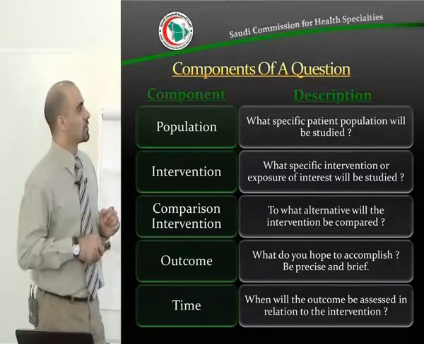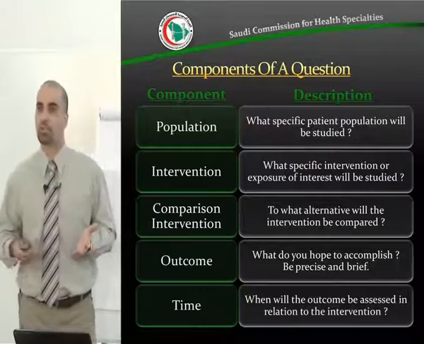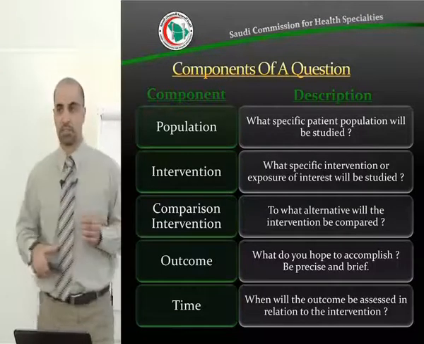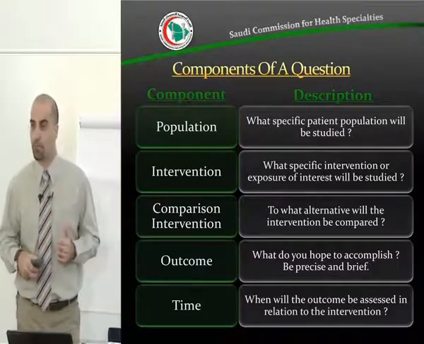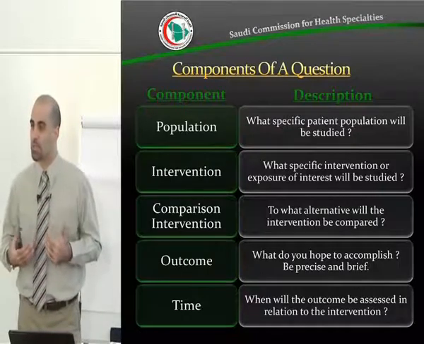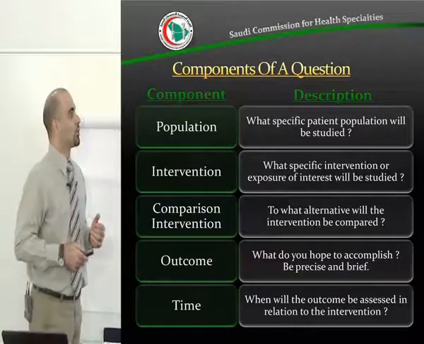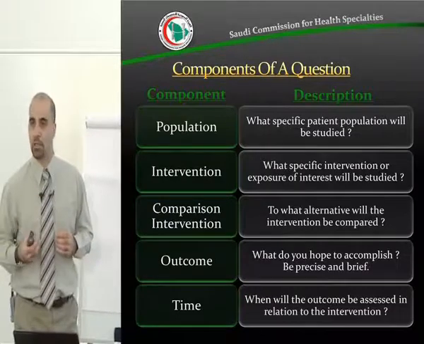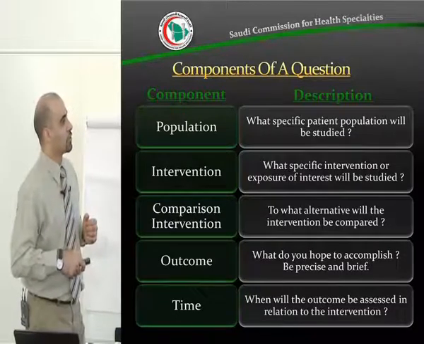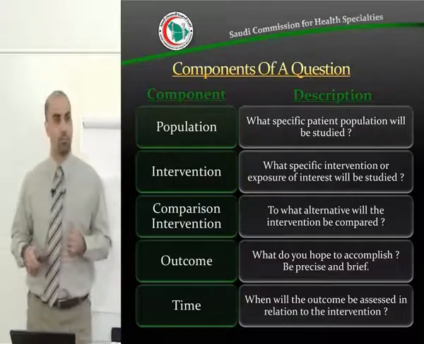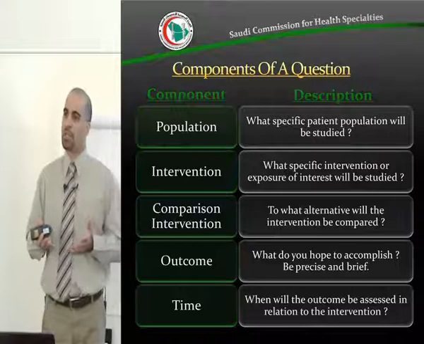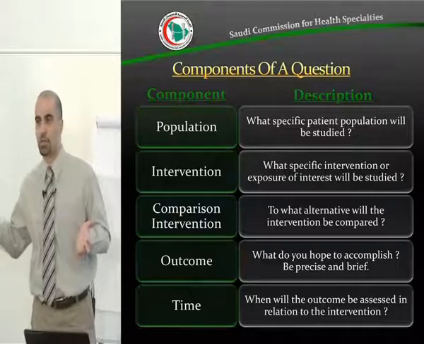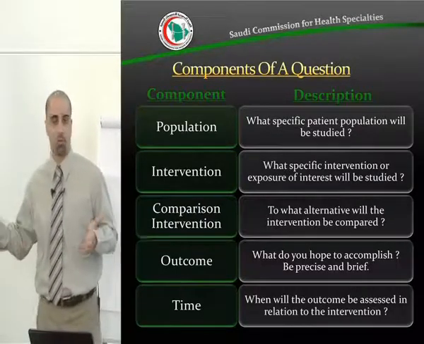The second thing, the intervention. Sometimes it's not an intervention, it's an exposure that you are interested in. What specific intervention or exposure of interest will be studied? In the previous example, when we were talking about hematocrit level, it was the hematocrit level that I was interested in studying in association with mortality. So you have to have an exposure or intervention that you want to link to a certain outcome. Comparison: to what alternative will the intervention be compared? In other words, am I comparing, for example, the new drug with what? With the old drug? Or a conventional drug, or placebo, for example, no drug at all, and so on.